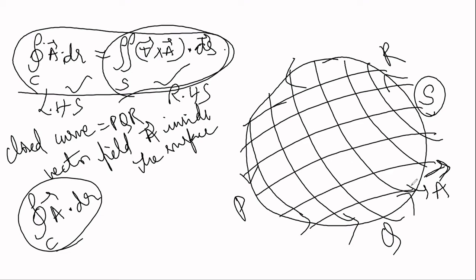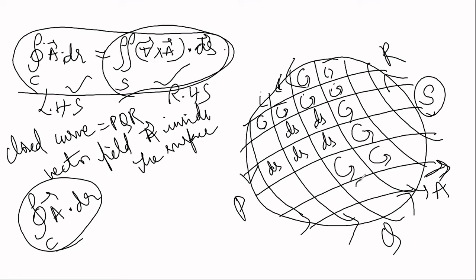Now since the vector field is anti-clockwise, each surface element dS of surface area dS should also have its direction in this way, anti-clockwise. The direction of each of these surface elements dS. Now what happens?